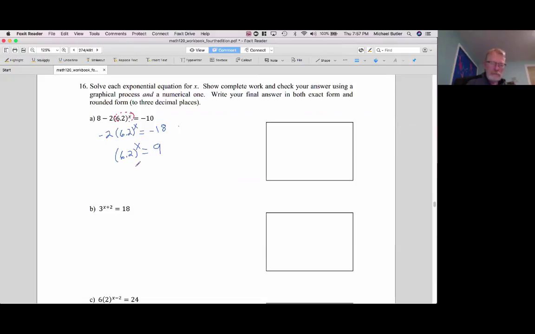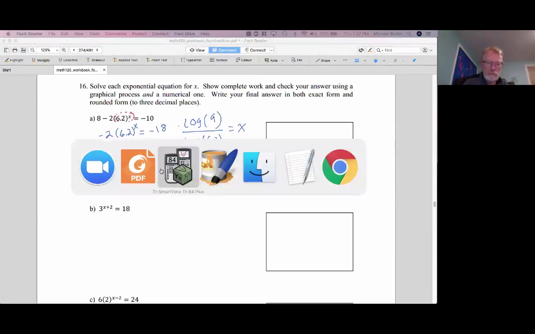All right, yay team. Got an exponential equal to a number. The exponent on base 6.2 that gets me 9 is equal to x. So what that says is that logarithm of 9 divided by logarithm of 6.2 is equal to x, okay? And I'll let you do the decimal approximation part. I'm just going to show you the calculator part here real quick.